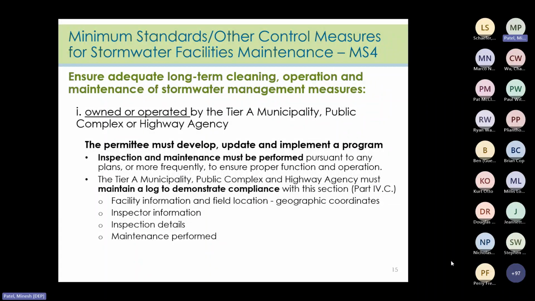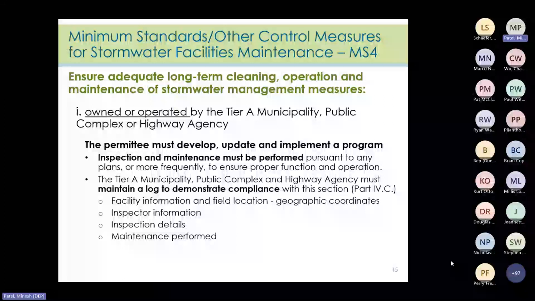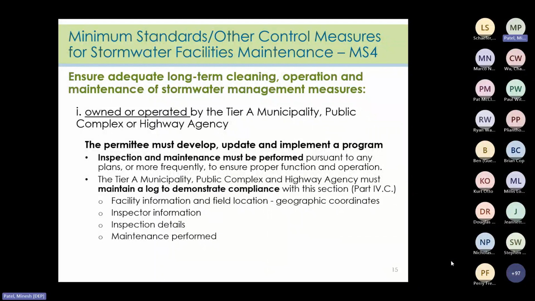The four elements required for this group are shown here, and they may be found in Part 4, Section C1 of the Tier A permit, Section C3 for the public complex permit, and Section C2 for the highway agency permit. Inspection and maintenance must follow the plans or be performed more frequently than stated on the plans. A logbook needs to be maintained to show compliance with this section. If you're looking for more specifics, there are more details in the permit, which you can read further about.